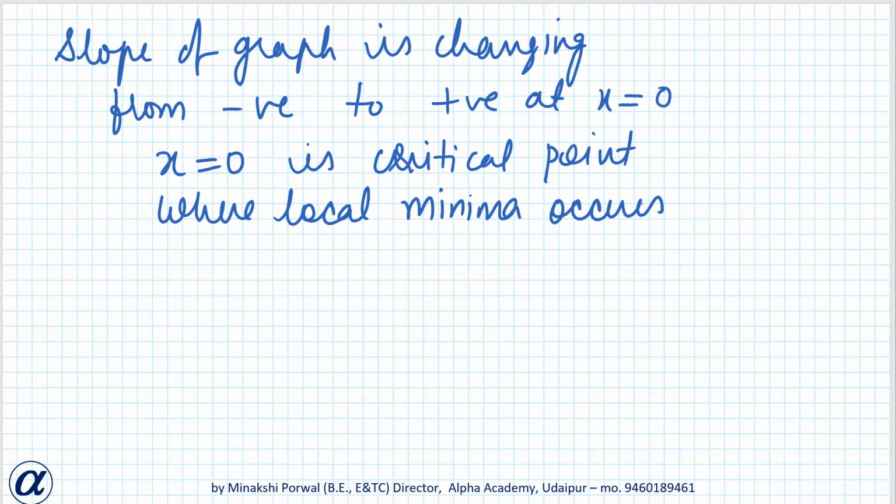And what will be the value of the function? Actually, here you have to find the local minimum value. So f of 0, when we find, it will be equal to 3. So the minimum value is 3. And the point is x equals to 0, and it is minima.